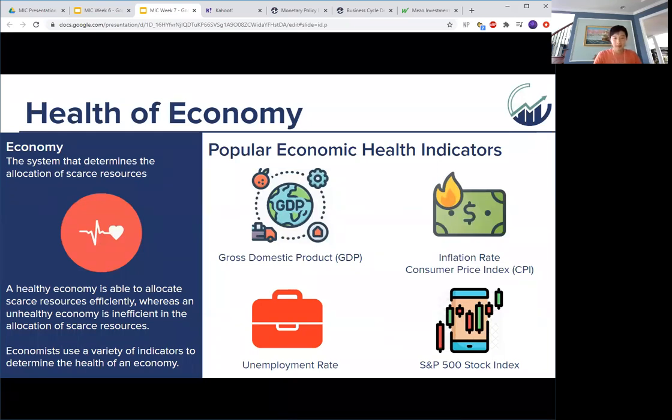So one final economic indicator that we'll cover, because most of you all should probably know this by now, is the S&P 500 stock index.